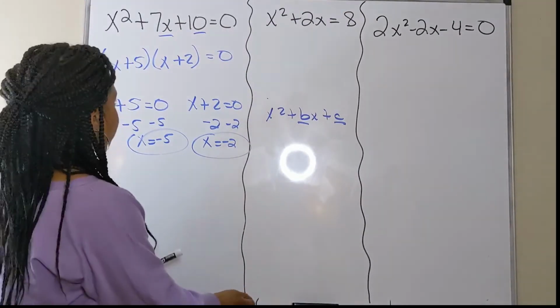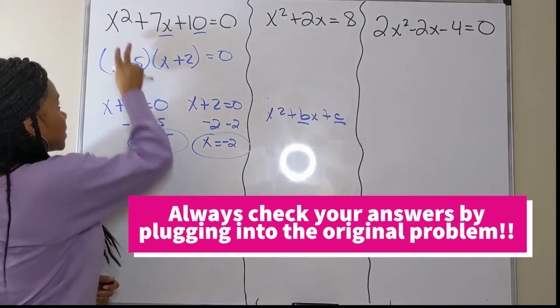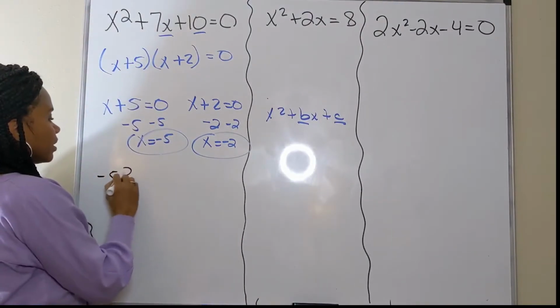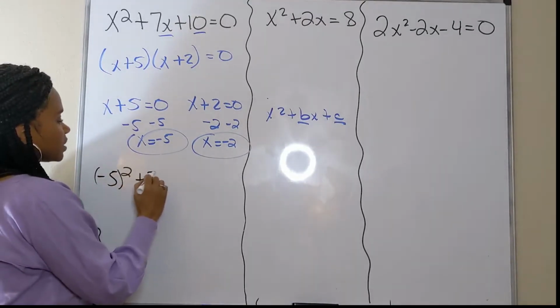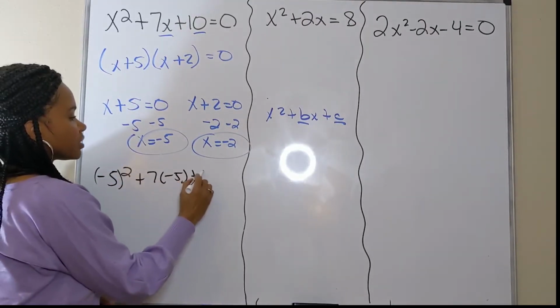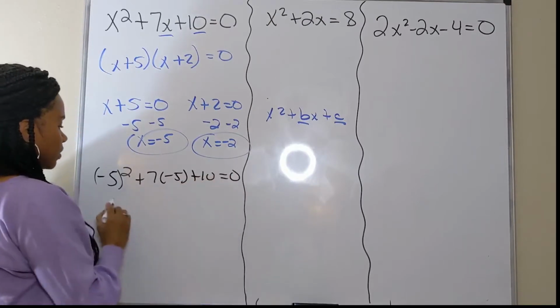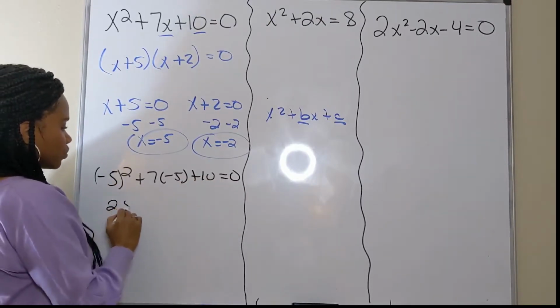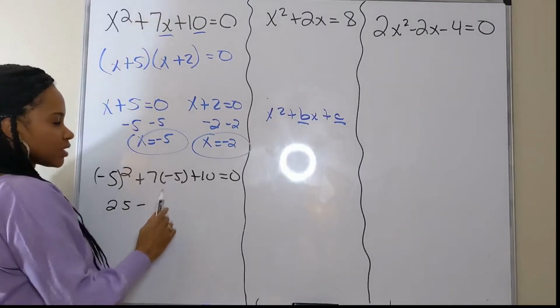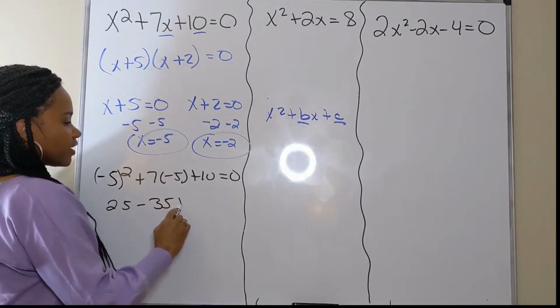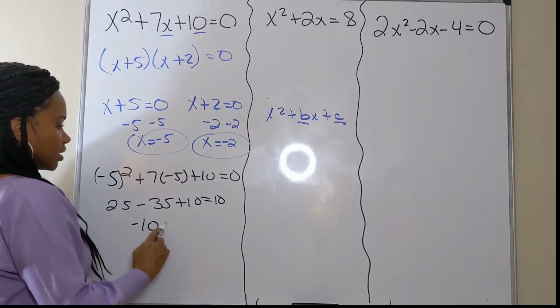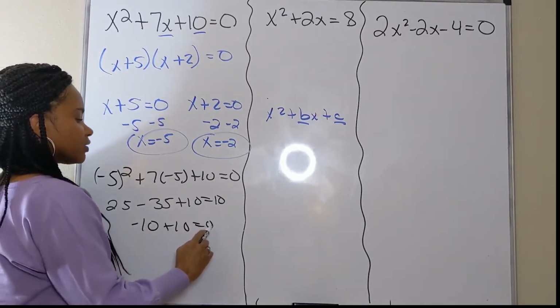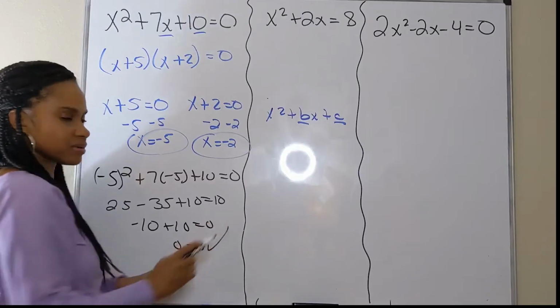So I'm going to plug in negative 5. Negative 5 squared plus 7 times negative 5 plus 10. It should equal 0. Negative 5 squared is 25. 7 times negative 5 is negative 35, plus 10. Combining these, negative 10 plus 10, and it does in fact give me 0. So that checks out.